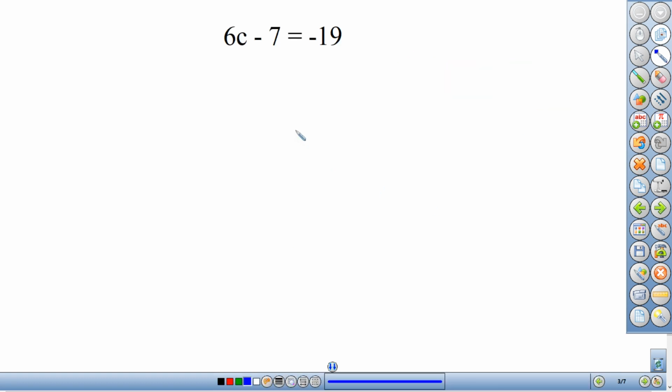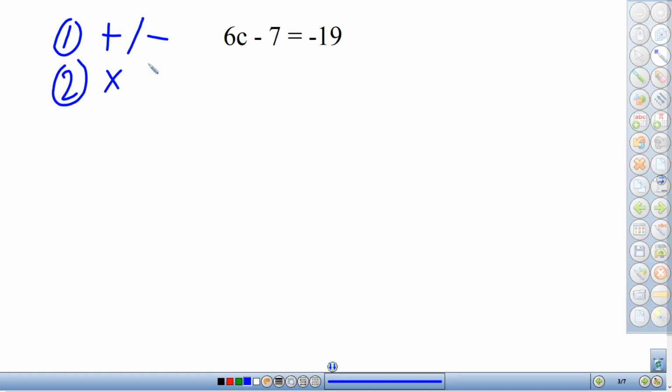Let's look at another example now. We have 6c minus 7 equals negative 19. Remember our first two steps. We have plus or minus, and then the second step is multiply or divide. Again, we can go ahead and draw this line down here if that helps. Now, this is a minus 7. So that means I'm going to have to add 7 to both sides. We're going to do the opposite.